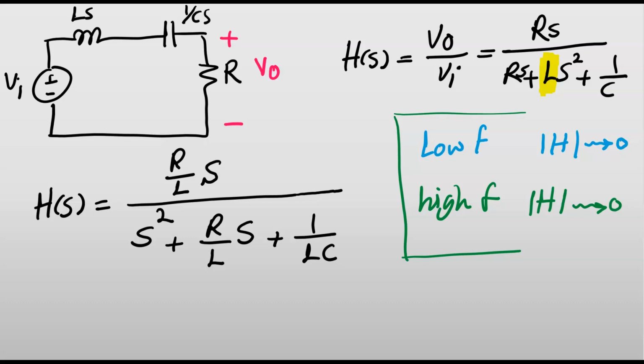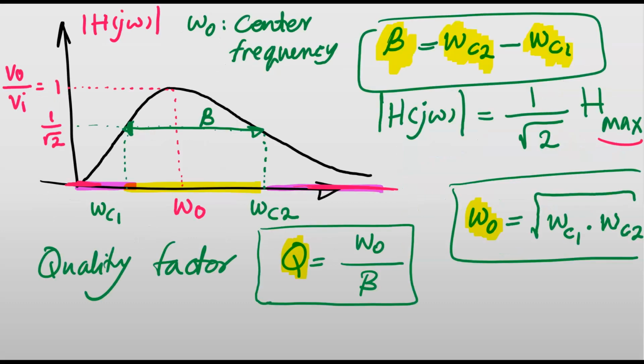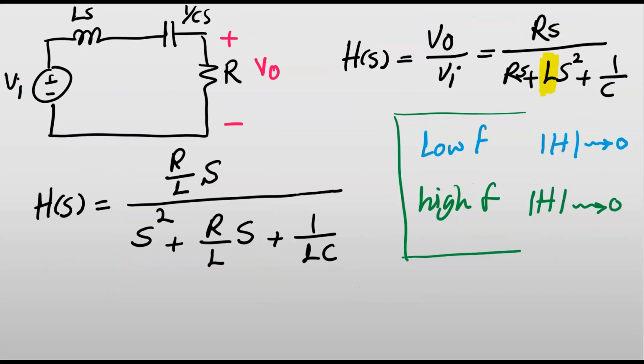The first one is omega naught. Omega naught is very easy to calculate. Why? Because omega naught is the frequency at which the maximum happens, and your maximum here is equal to 1. So if you set this transfer function equal to 1, you can find the frequency that makes that happen, and that frequency is basically your omega naught.